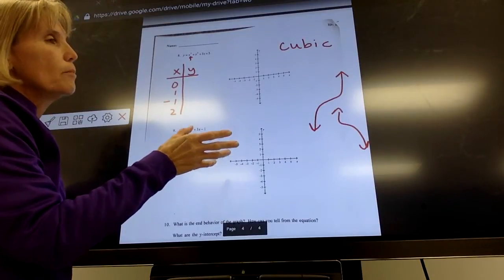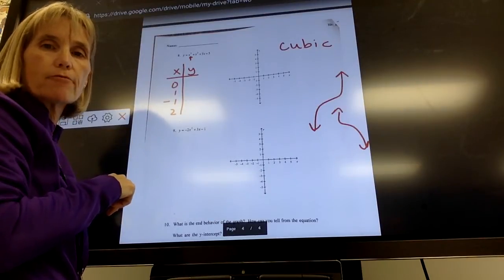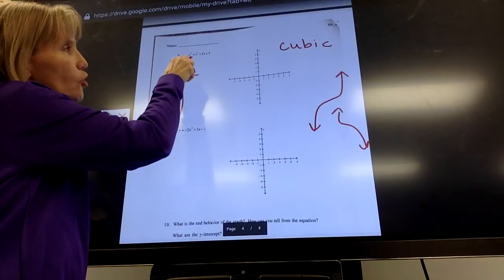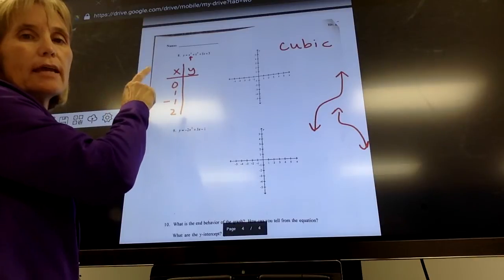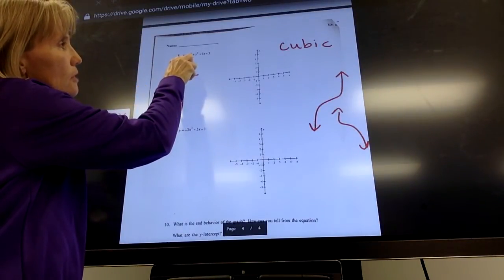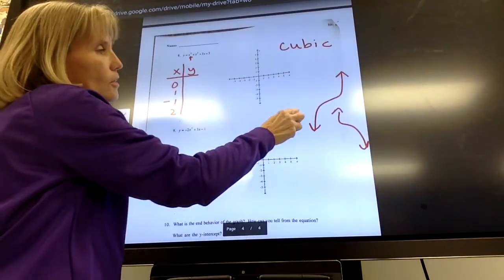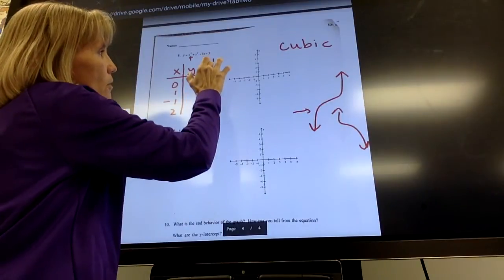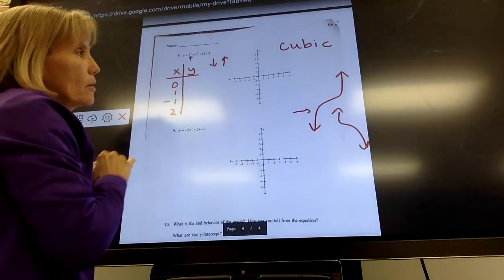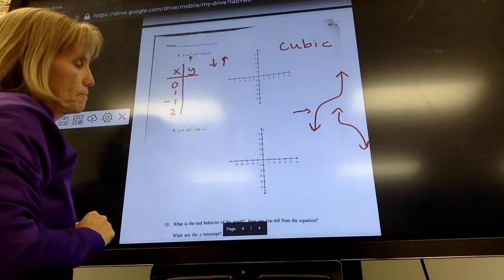In Algebra 2 part 1, we talked about the end behavior of the graph. Because it's a cubic, because it's odd, the ends of the graph are going to do different things. You look at the leading coefficient. Since the leading coefficient is a +1, that means the graph is going to start down, but it's going to finish up. So as you plot those points, you're going to know that it's going to look like that.